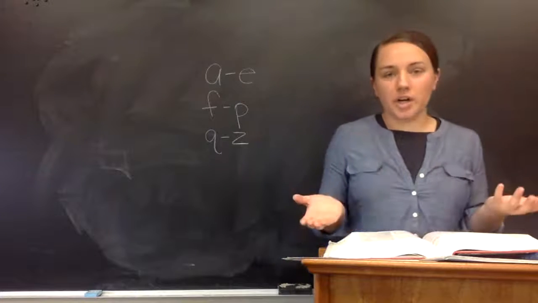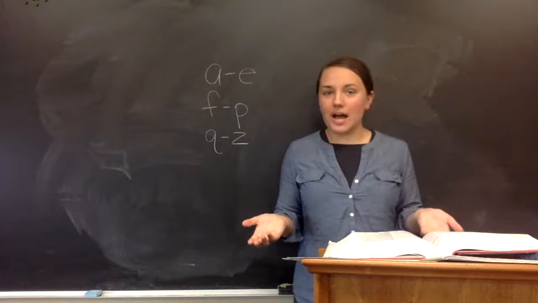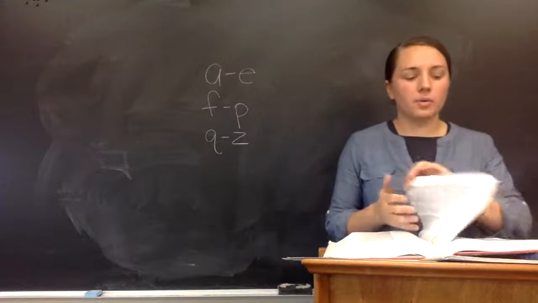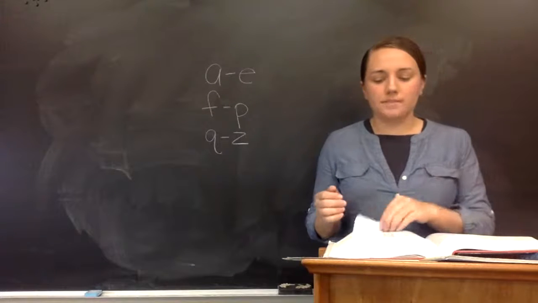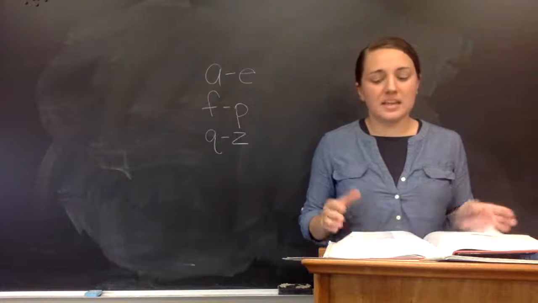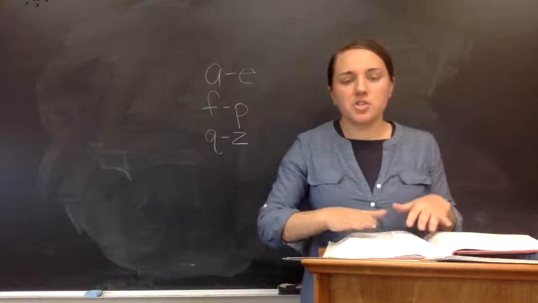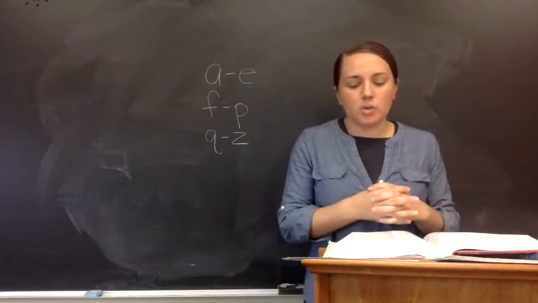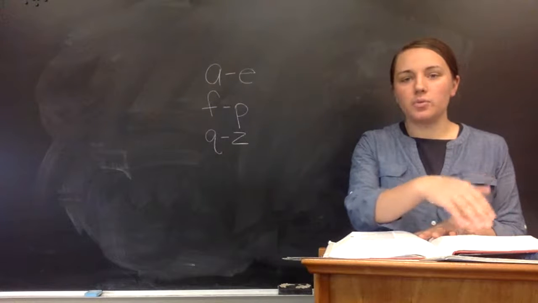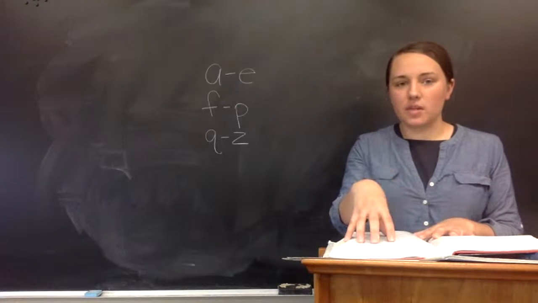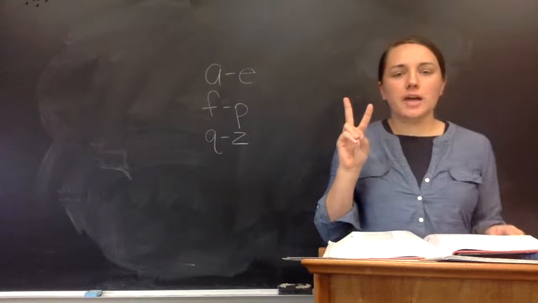So, guide words in a dictionary help you to know where to go as well. If you're looking for the word key in the dictionary and you turn to the K section, you can look at the guide words at the top of the page to help you know if the word key is on the page. Now, each page has two guide words on it.